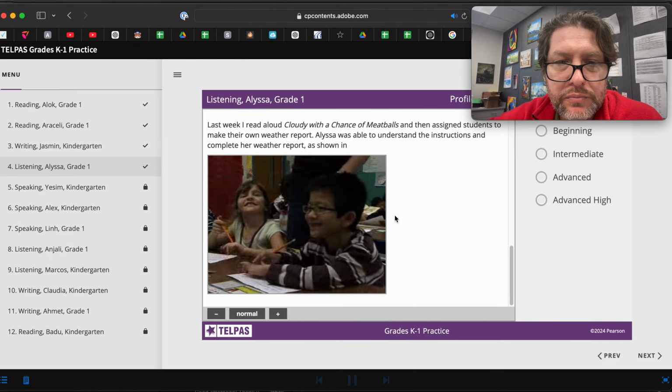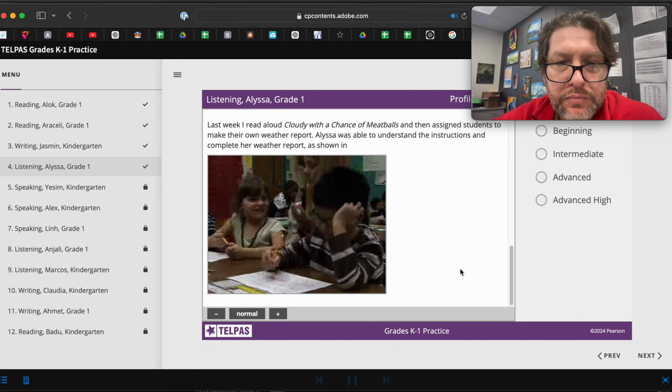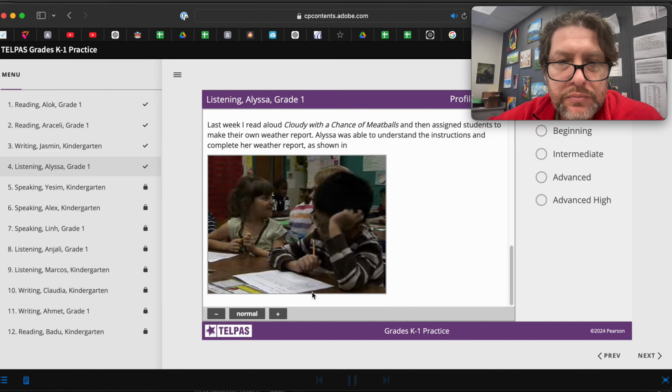Pudding. Pudding. What kind of pudding would you have coming down? Because I think it should rain pudding, probably. Chocolate pudding. Chocolate pudding. Is that your favorite?